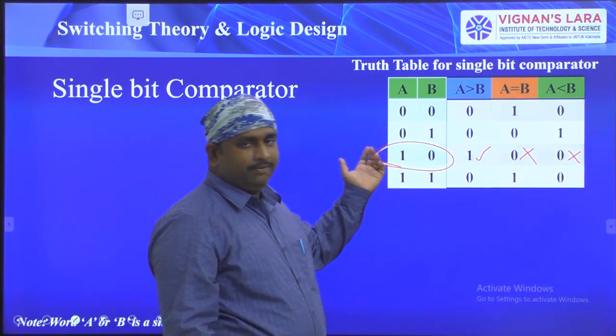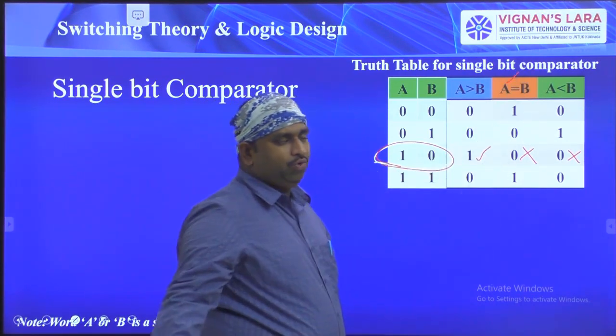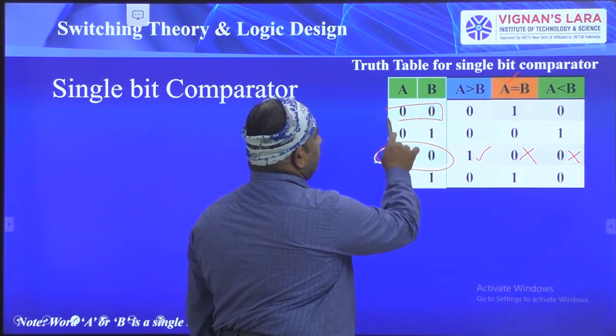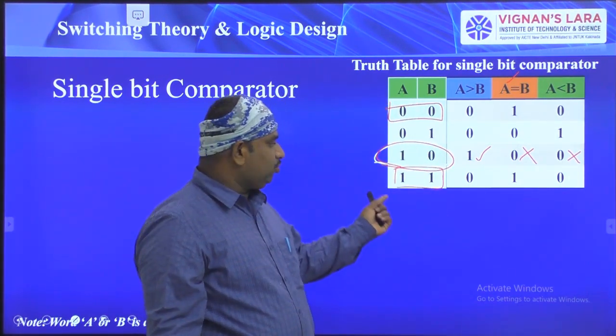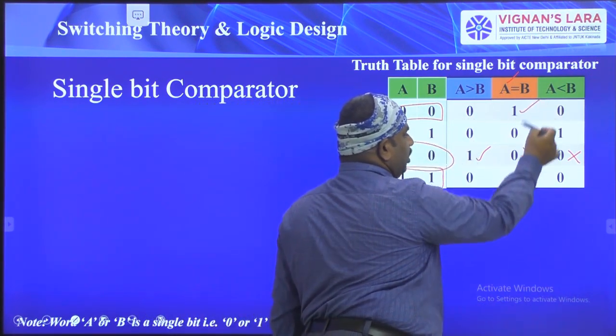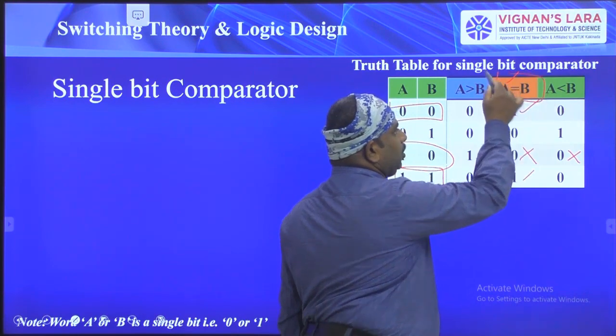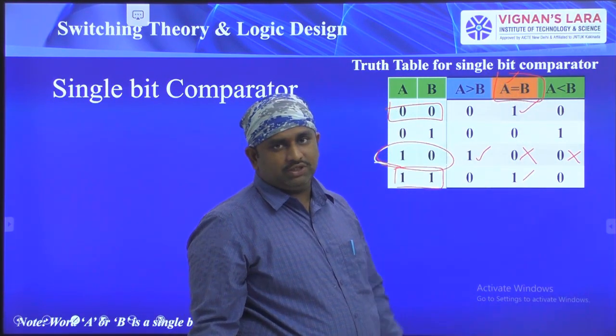Next, the second combination, that is A equal to B. In the A equal to B condition, A value is 0 and B value is 0, and A is equal to 1 and B is equal to 1. For these two combinations, A equals B, so this is the A equal to B operation. For A equal to B, those two are 1 and the remaining combinations are 0.